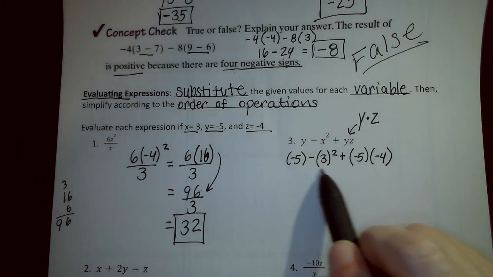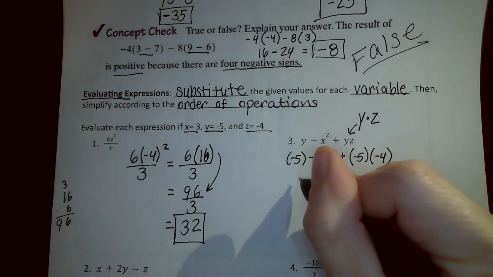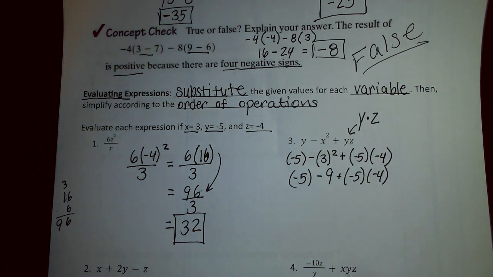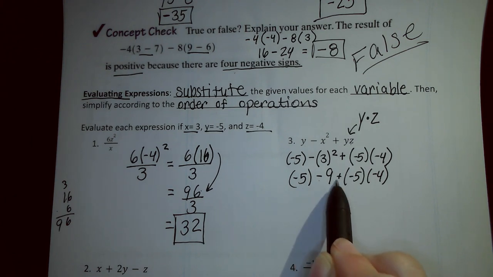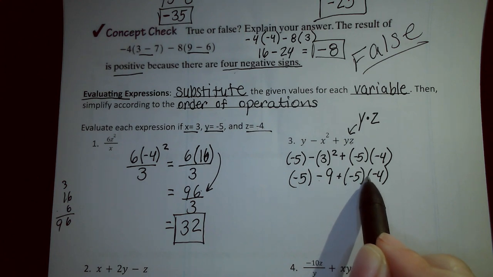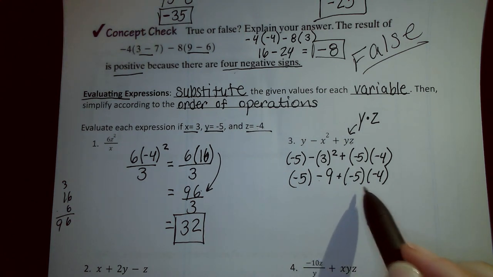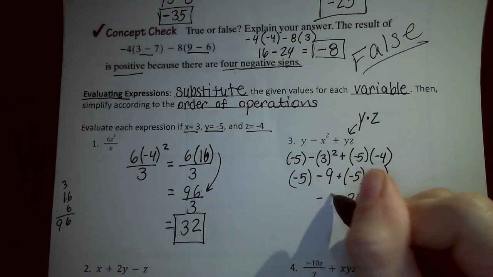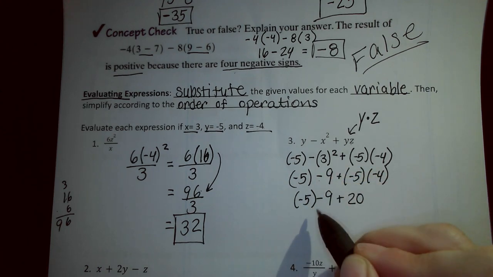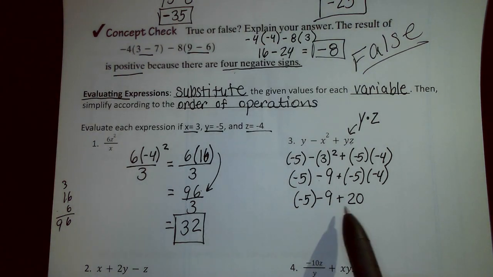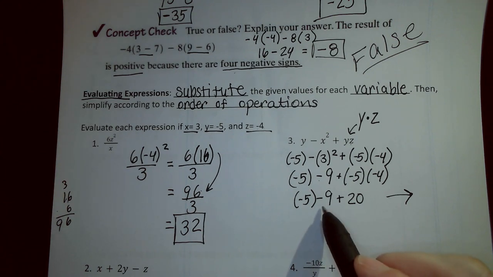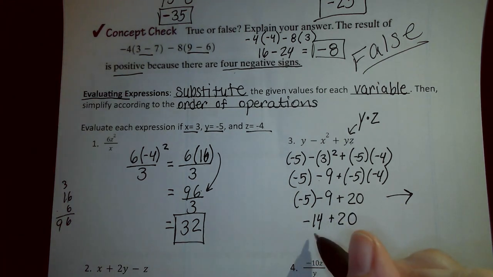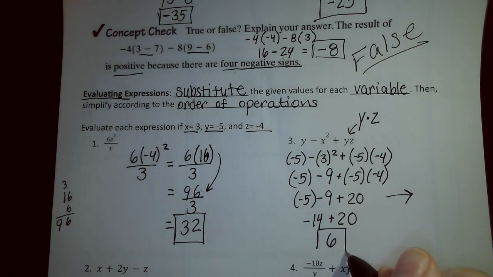Now we simplify. So left to right, first thing I see is exponents. So I'm going to do negative 5 minus 9 plus negative 5 times negative 4. Now my next operations, I have subtraction, addition, and then these two are being multiplied. Yes, there's no sign, but we know when there's no operation sign, that means multiply. So I'm going to do this multiplication next. So negative 5 times negative 4 is positive 20. Plus negative 9 minus 5. All right, now we have subtraction and addition. So this is where we go from left to right. So negative 5 minus 9, negative 14 plus positive 20. Now negative 14 plus positive 20, our answer is positive 6.